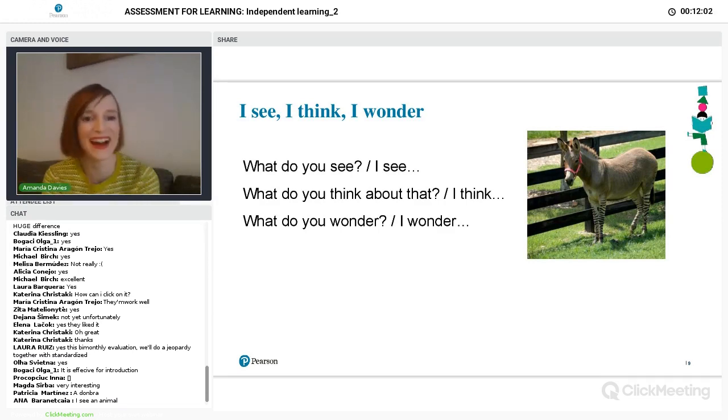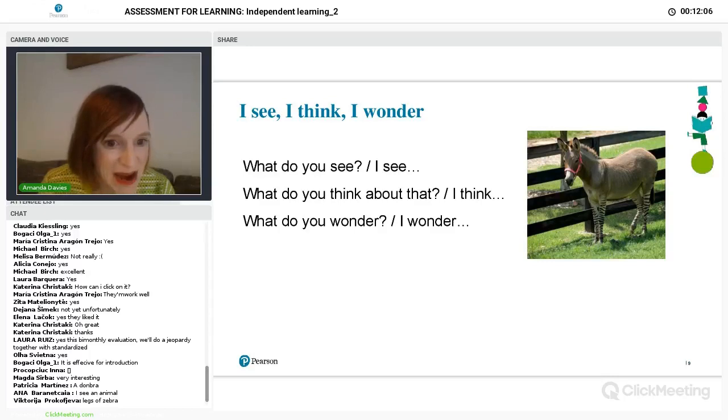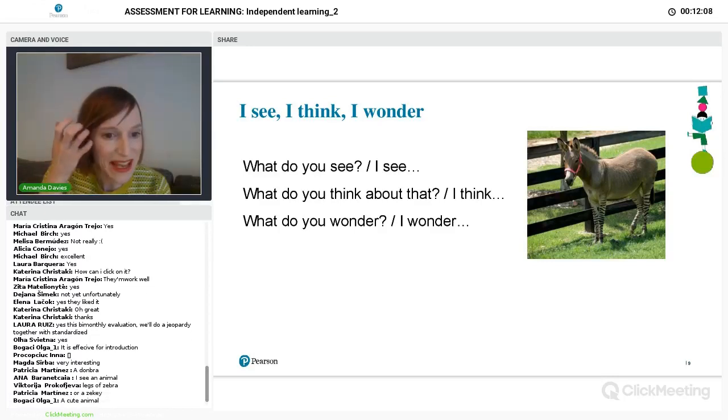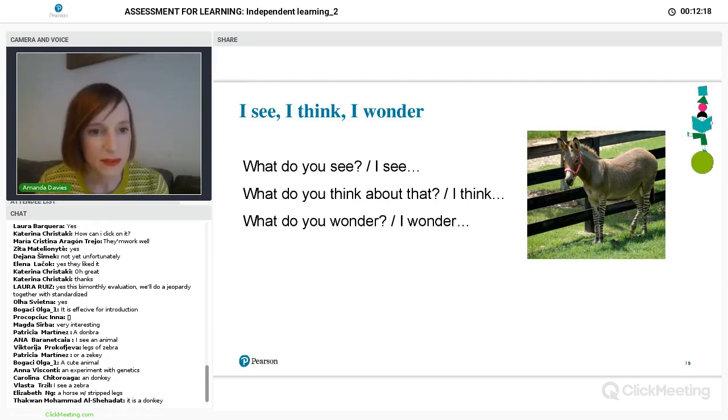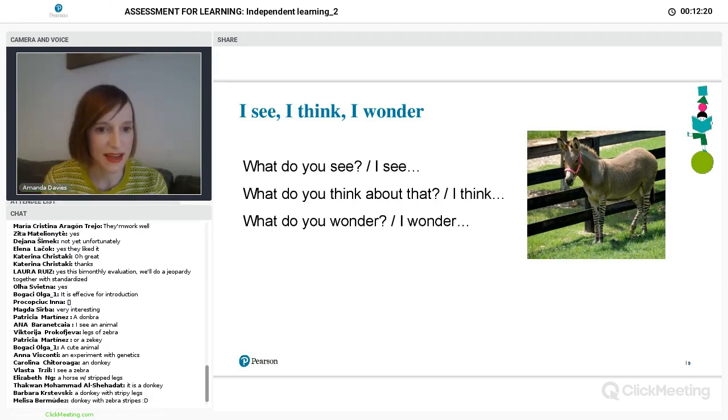A donbra. I don't know if that's a technical term, but I like it a lot. So some zebra legs. Oh, some very creative responses there. Okay, is it a donkey? Is it a zebra? Maybe it's some sort of experiment. A horse with striped legs. A donkey with stripy legs.